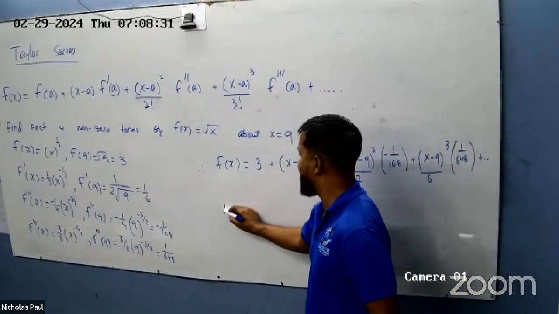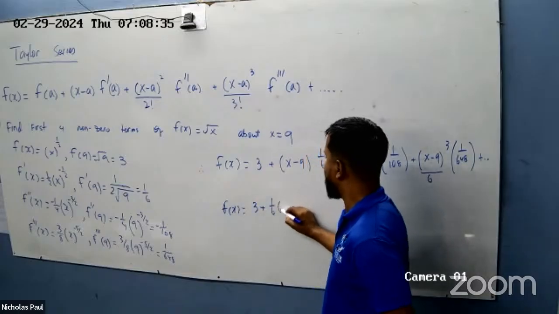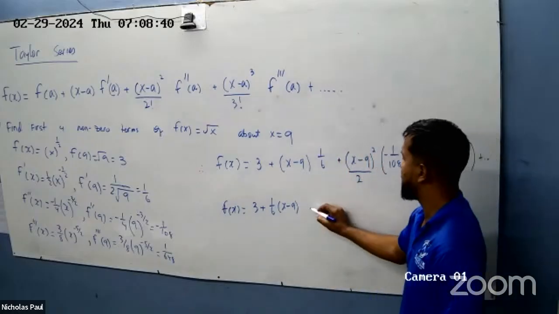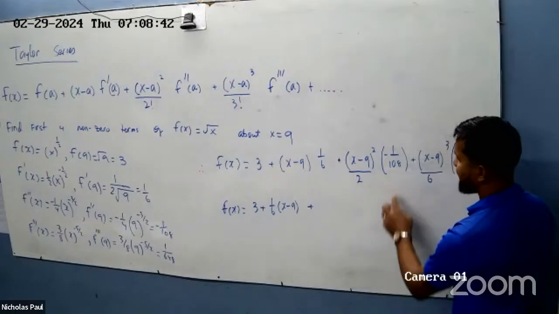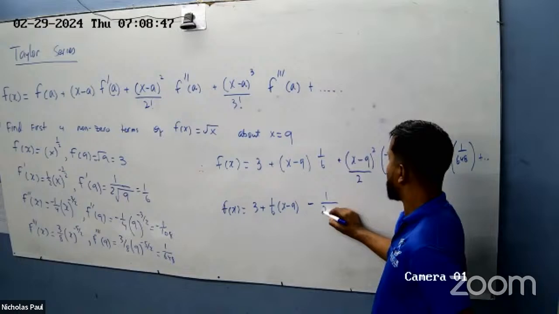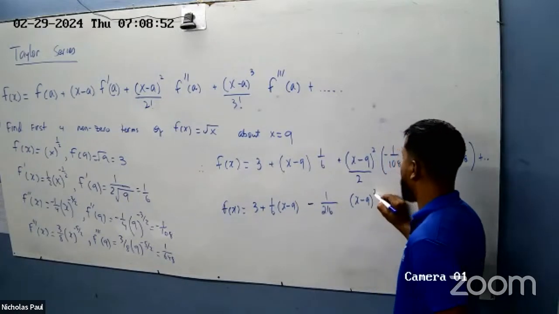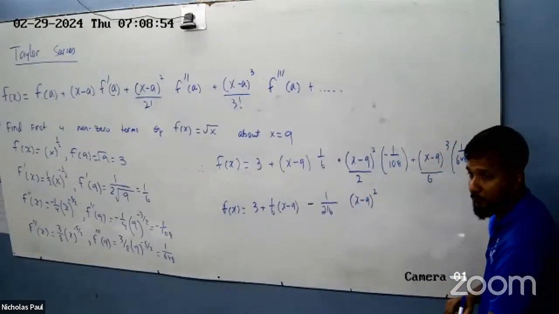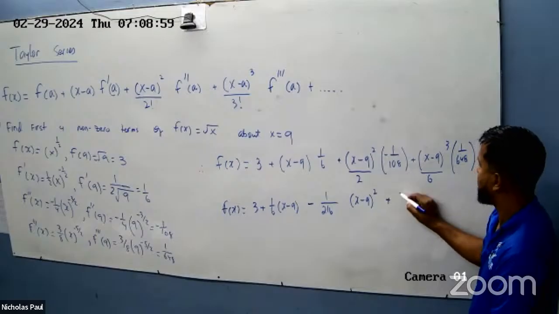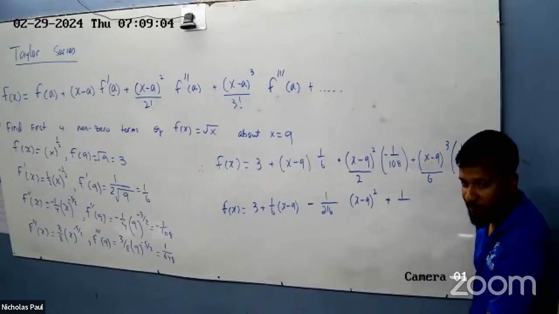So this f of x now is equal to 3 plus 1/6 x minus 9. You could multiply if you want. Plus, what's this here? That'll be minus 1 over 216 x minus 9 squared. And the last one is what? What you get for the last one? Just show him the answer.